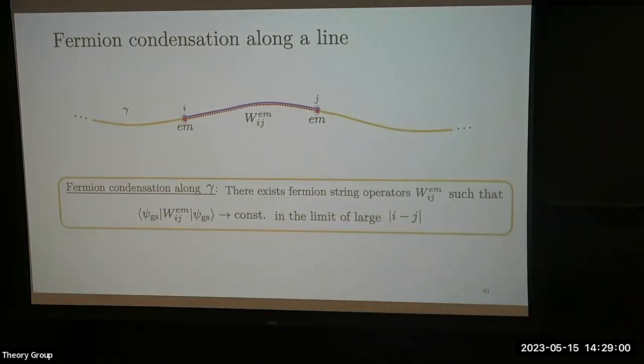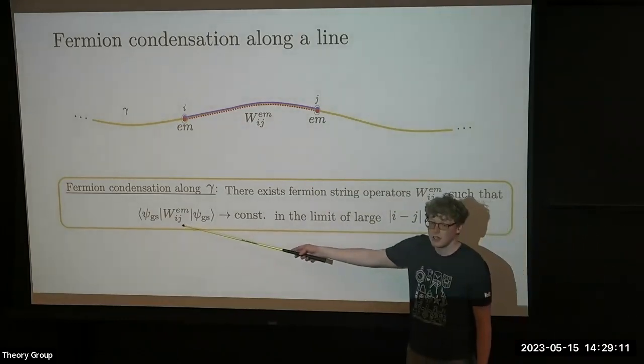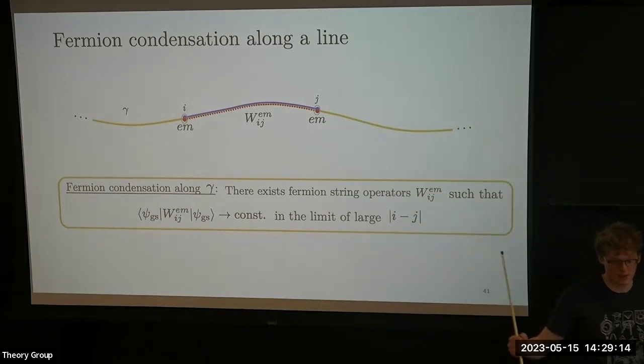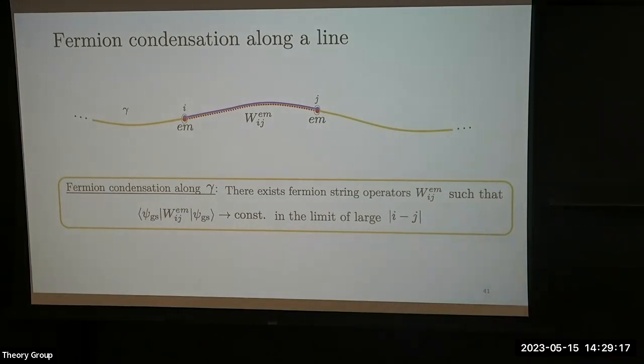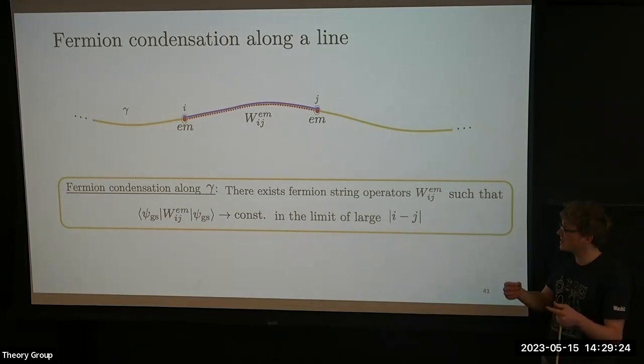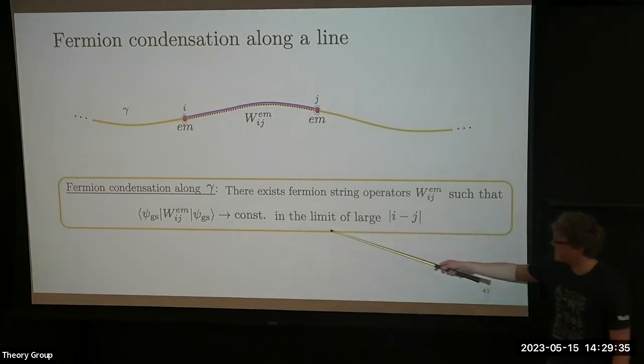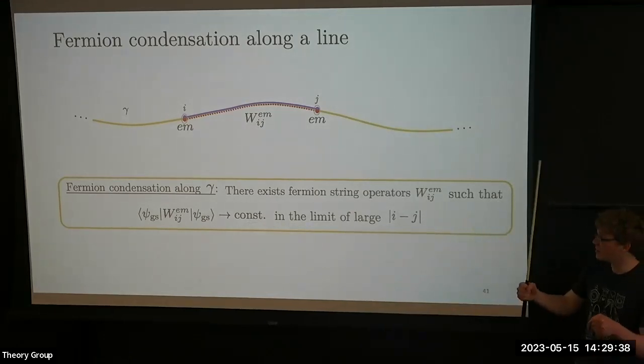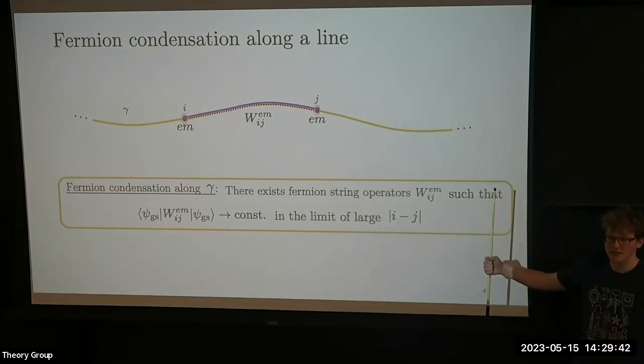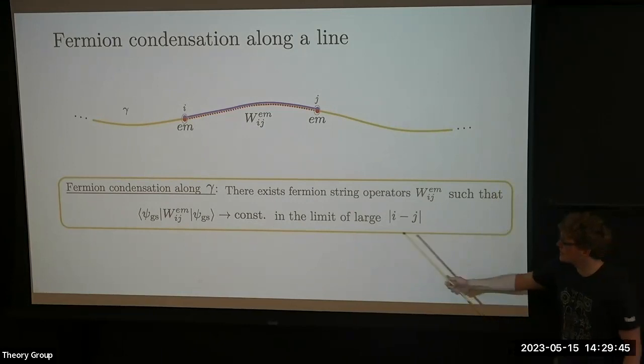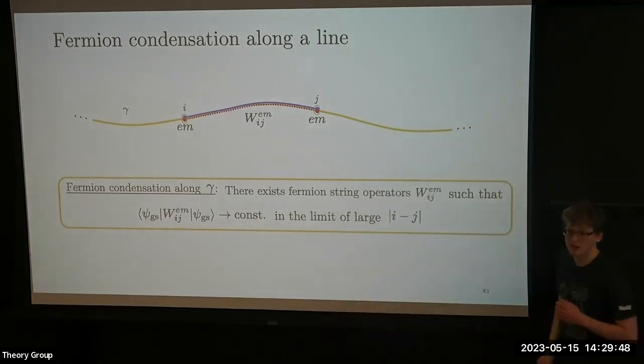Right. So we say that fermions have been condensed along a path gamma if there exists a set of fermion string operators, Wij, such that this expectation value goes to a constant in the limit of a large separation between I and J. Intuitively, how should you make sense of this? Well, let's say we're at a fixed point and fermions have been condensed. Intuitively, I want that to mean that I can create a pair of fermions for free. What this condition is telling me is that we can create a pair of fermions roughly for free as long as we are at a large enough length scale. If we zoom out, this starts to behave like the fixed point again, and then I can create pairs of fermions for free.